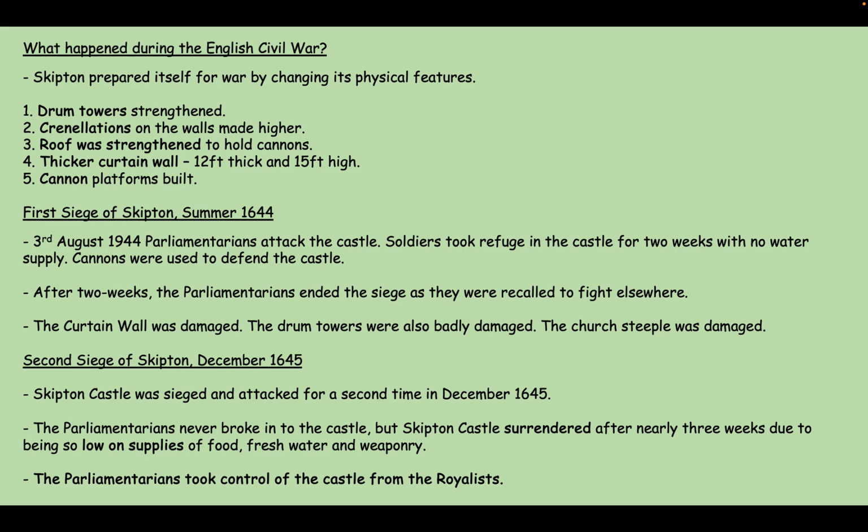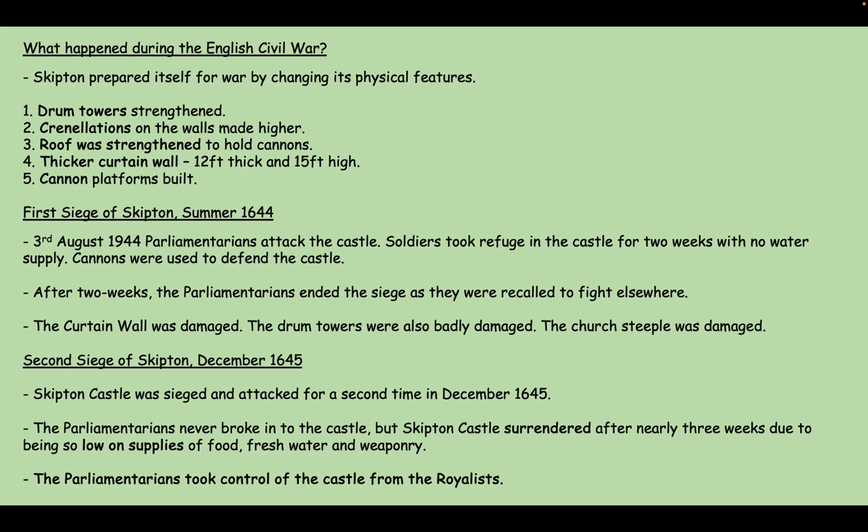So what happens during the English Civil War? At the start of the war, Skipton Castle starts to change and upgrade and strengthen itself ready for war. So they thicken and strengthen the drum towers. The crenellations on the walls are made higher, so if you imagine the top of a castle wall, you've got the bits that go up and down where people can hide behind. They're crenellations.